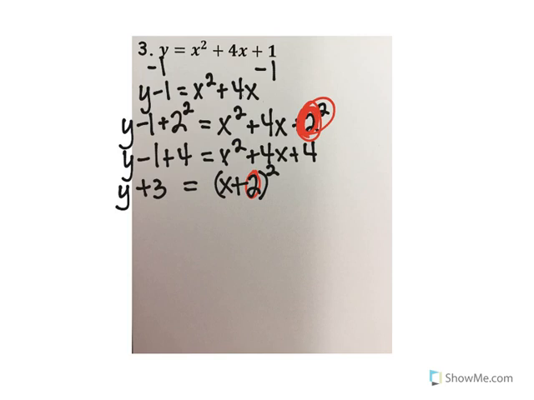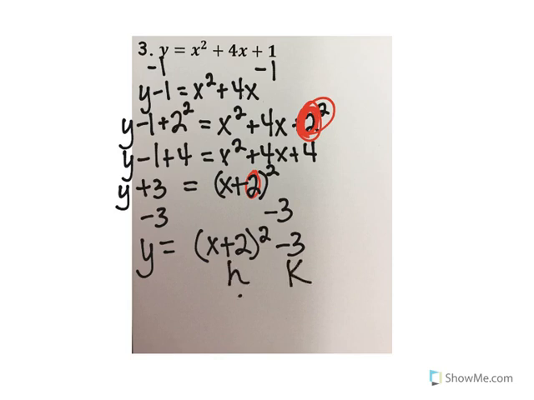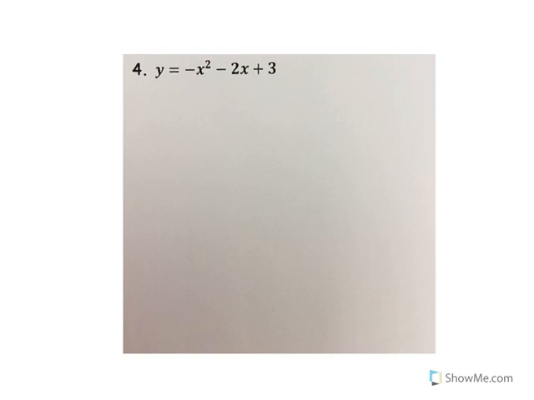Last step, what? Minus 3 from the left side. Bring it to the right. Minus 3. Okay. Ladies, give me my HK. Negative 2, negative 3. Negative 2, negative 3. Good job, guys. Perfect. All right, number 4.